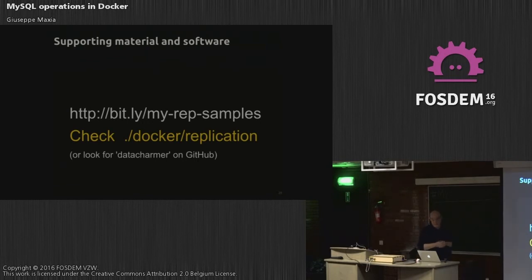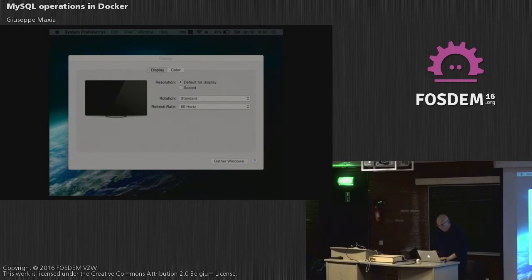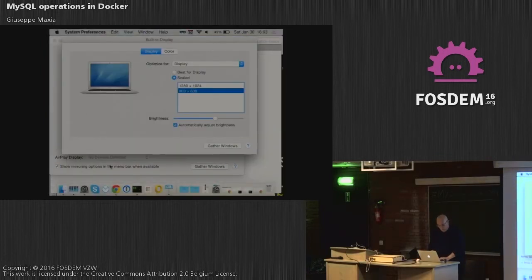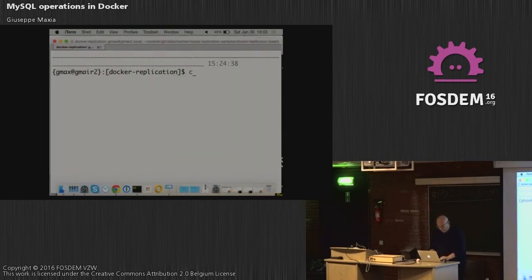You will see when you download the slides, which will be online later this evening, that there is in GitHub a project that is called MySQL Replication Samples. And if you go to GitHub and look for Data Charmer, you will find it. And there are a lot of scripts to deploy MySQL in containers that you can try. So I have 2 minutes more that I want to use for a demo. I'm going to show you the deployment of three MySQL containers in replication using a script.